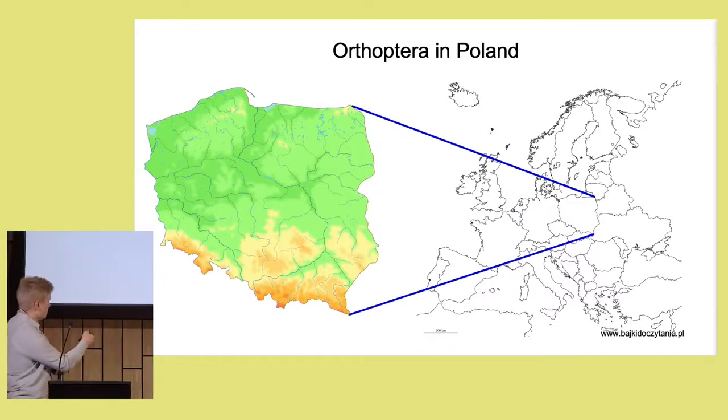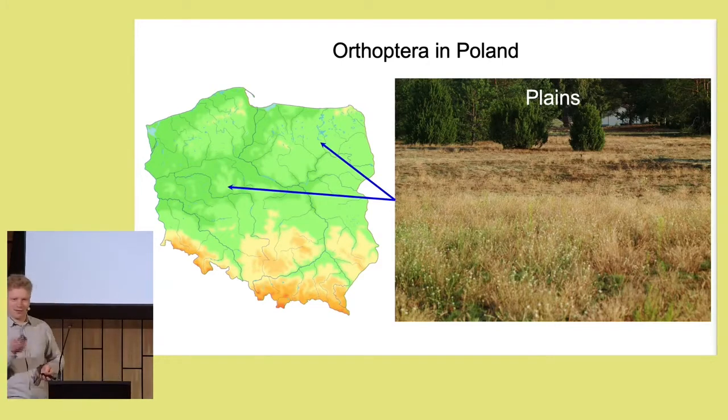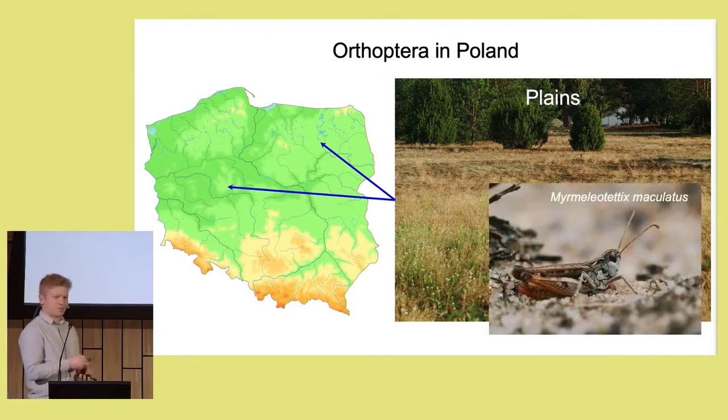First I would like to give you a short overview of what kind of Orthopteran habitats you can find in Poland, what kind of habitats we are working in, looking for Orthopterans, and collecting data from. Most of Poland consists of plains. I will show the most interesting, more diverse Orthopteran habitats. The most diverse habitat for Orthopterans in the plains are sandy, dry grasslands, like you can see here, beautiful places with juniper bushes, with young pines or pine forest edges, and maybe the most characteristic species there is Myrmeleotettix maculatus.